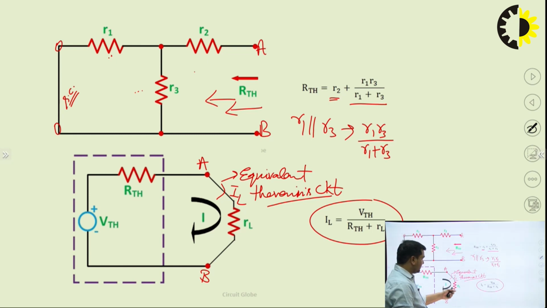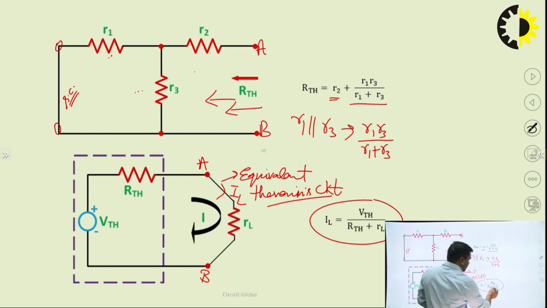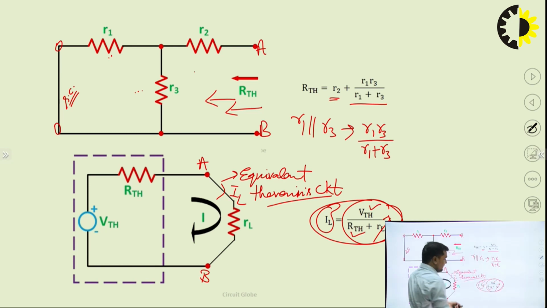Then what is the value of current? That is VTH upon RTH plus RL. So if we are continuously changing the value of RL, we can use this formula. These are fixed values, and we change the value of RL, we will get different currents with different load resistances. That is the advantage of Thevenin theorem.